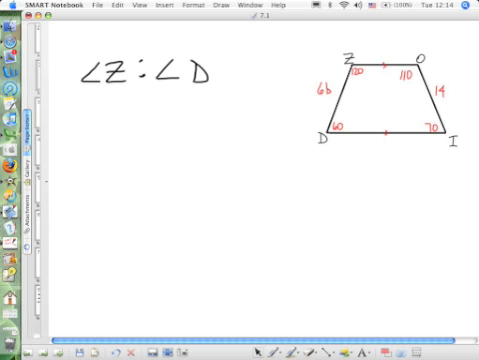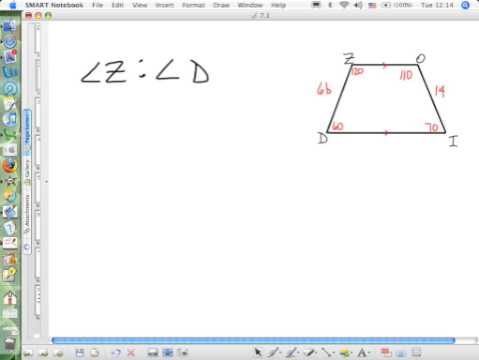Legs. What is it called if the legs equal each other? An isosceles trapezoid. What do we know about the base angles of isosceles trapezoids? They are congruent to each other. So in other words, angle D and angle I would be congruent to each other if this was an isosceles trapezoid. So is this an isosceles trapezoid? No, it is not, because the base angles are not congruent.